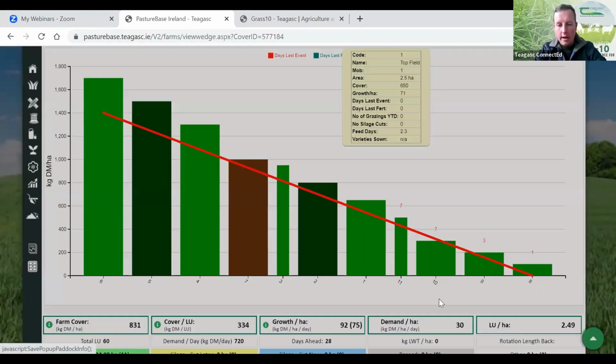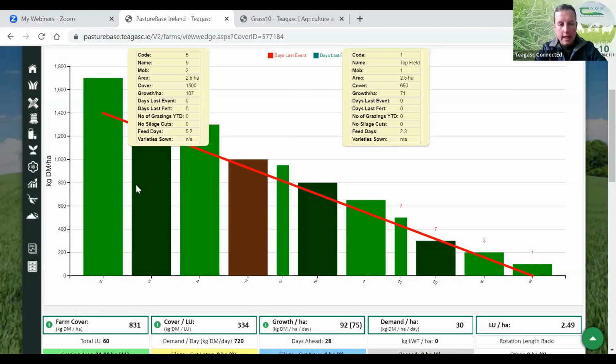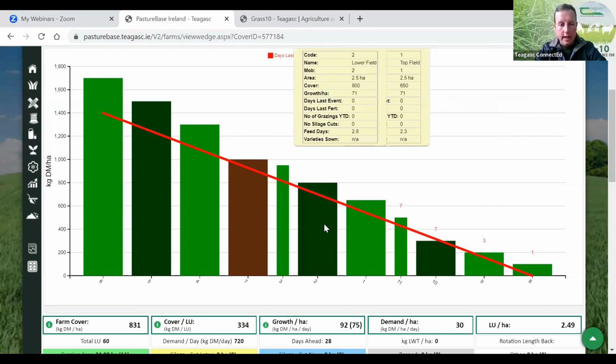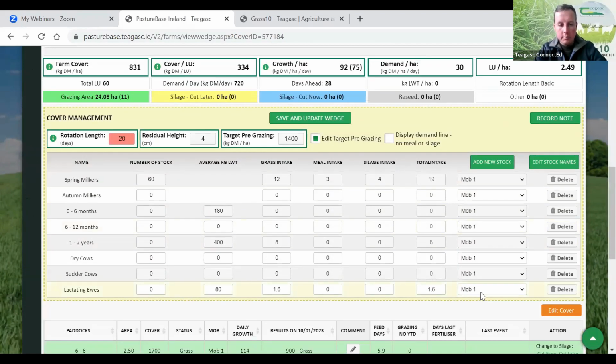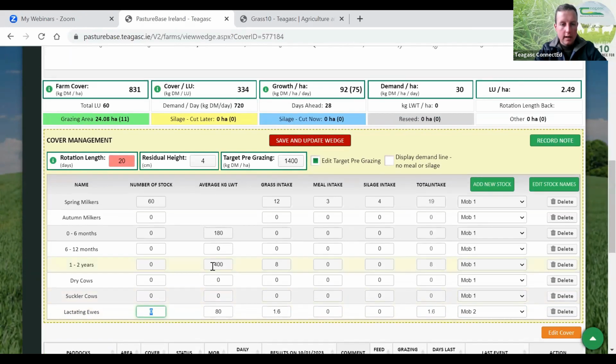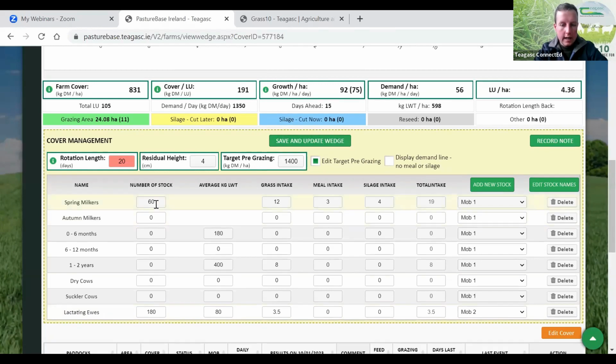Again, I'm just clicking the green bars to get the mobs. If anyone missed yesterday, you click on the bar and I can change the mob there. So if I've done that, I can say put these sheep into mob 2, and we'll say we put in 180 sheep, and they're lactating ewes. Grass intake is 1.6, so I'm just going to up that to, let's say, 3.5 kilos. We're pretending it's the middle of the year, and they're on mob 2.